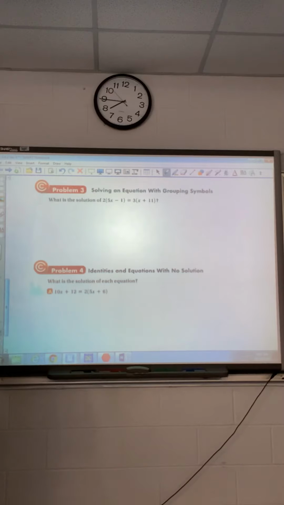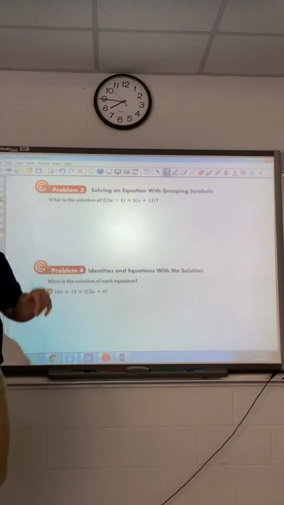Let's look at this one. Solving an equation with grouping symbols. Go ahead and write that one down for me. Just the problem. You don't have to write anything else down but the problem.